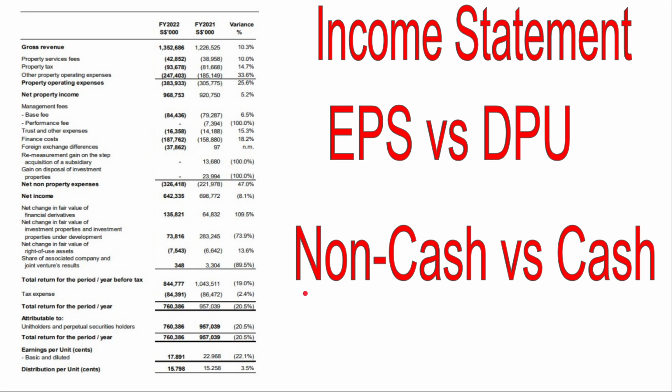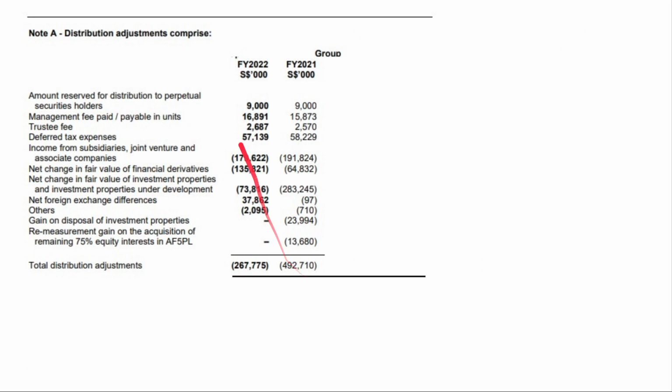So in the financial statements, you can normally find there's a distribution adjustments coming in. It really depends on how the REIT presents its financial statements, but in general, you can find it in one of the footnotes on the financial statements. You can see that in this case, the total distribution adjustments is $268 million, which will then translate into the difference between the DPU and the EPS that you see earlier.